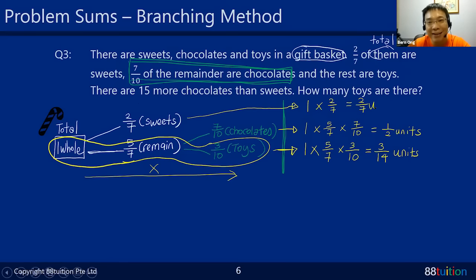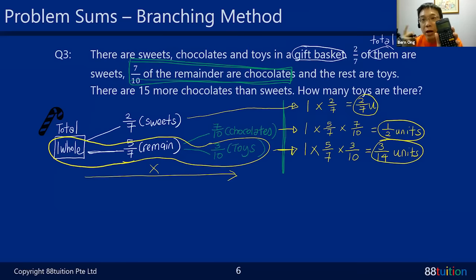Can you see something? Take your calculator and try to press the total of these three numbers: 2 over 7, 1 over 2 units, and 3 over 14 units. Press 2 over 7 plus 1 over 2 plus 3 over 14. What do you get? You get 1 whole. Can you see? So this portion here will actually give you a 1 whole.